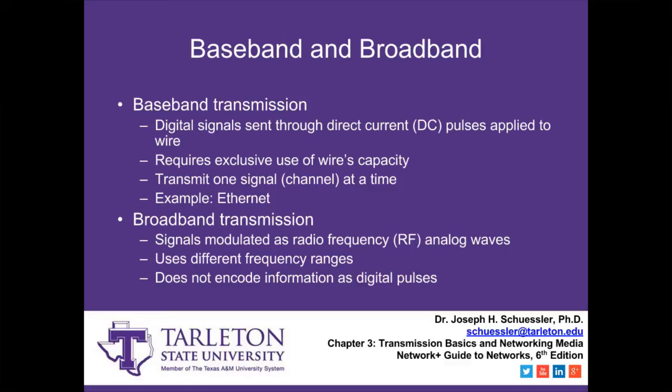Broadband transmissions, however, are going to use signals modulated as RF frequencies along analog waves, and it's going to use different frequency ranges. It's going to allow you to send multiple signals down that same wire at the same time. So, for example, think about your cable TV. A lot of people are getting the signals for their internet across it, but they're also getting the signals for their television service across it. So you're able to use it for multiple transmission types.